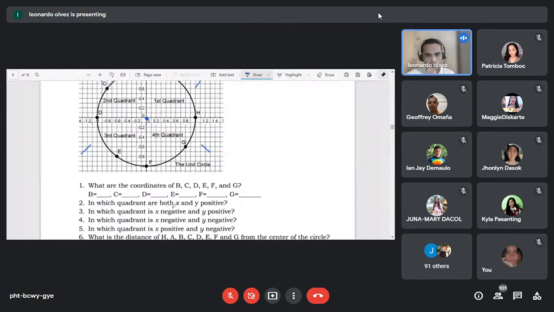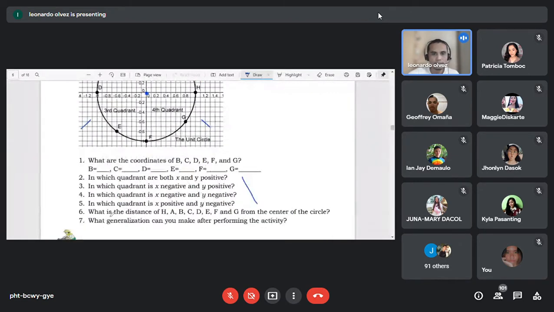In which quadrant are both x and y positive? In which quadrant is x negative and y positive? Those are the questions on the quadrants.